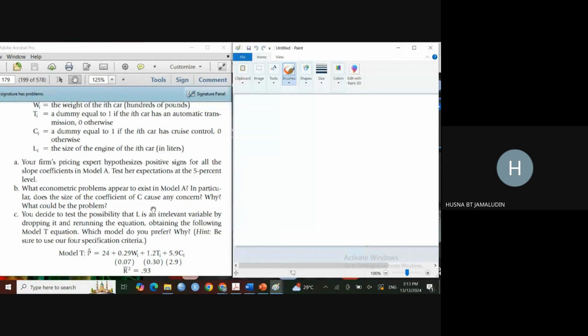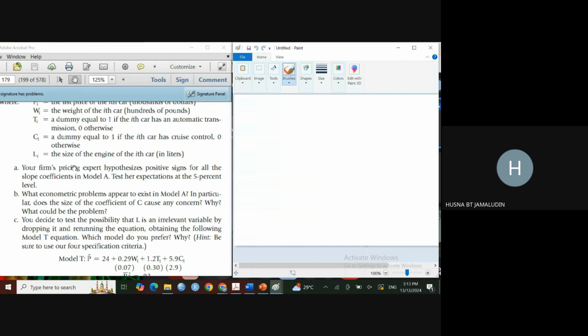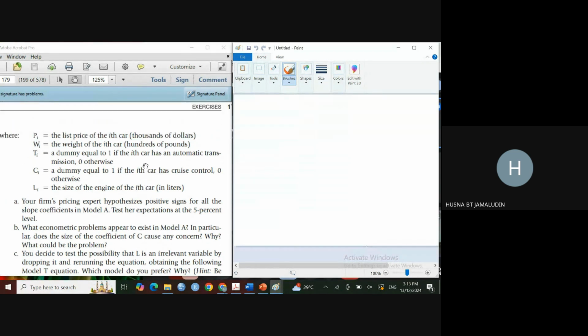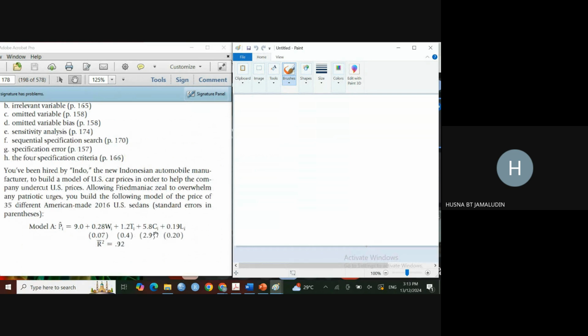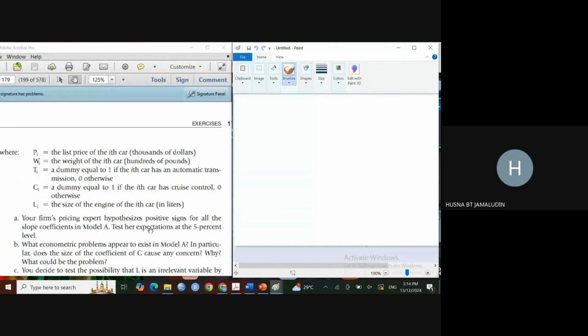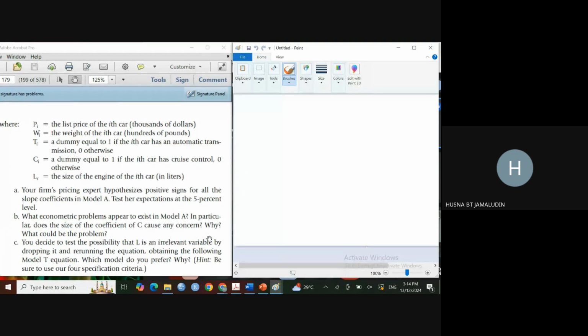Multicollinearity. What else? Because it's specifically mentioned in particular, does the size of the coefficient of C cause any concern? If you look at the previous model, the variable C, even though it is just a dummy variable, has a high standard error. So does it give a concern? Of course. But why is that? Normally, when you have a multicollinearity issue, you will also cause a high variance or high standard error.